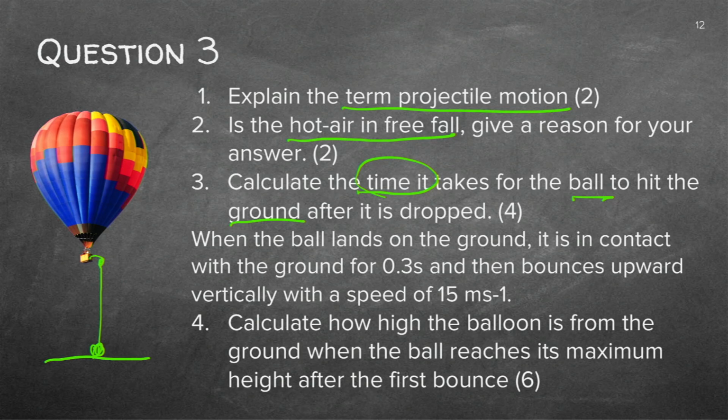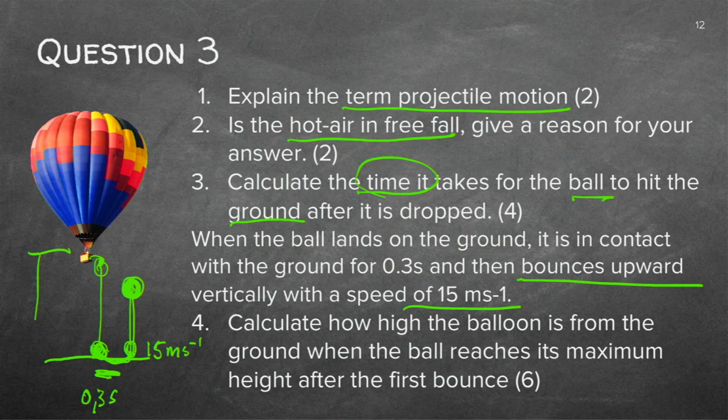When the ball lands on the ground, it is in contact with the ground. It says there, it's in contact with the ground for 0.3 seconds and then bounces upward again. So it's on the ground there and it moves upward again with a speed of 15 meters per second. So can you see you've got a ball going down, wasting time there, and then going up. So we'll get to elastic collisions again just when we do bouncing balls just now. Calculate how high the balloon is from the ground when the ball reaches this maximum height. So you need to calculate a few things with the ball in order for you to see where the balloon is.